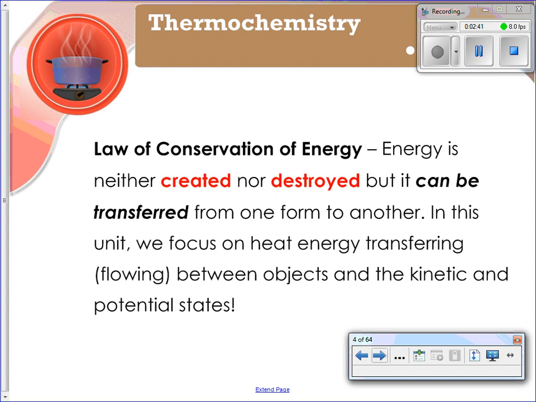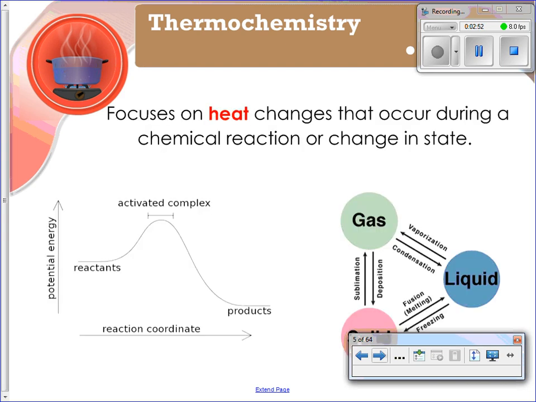The law of conservation of energy states that energy is neither created nor destroyed, but it can be transferred from one form to another. In this unit, we're going to focus on heat energy transferring or flowing between objects and the kinetic and potential states. So we're going to focus on heat changes that occur during a chemical reaction or change in state.